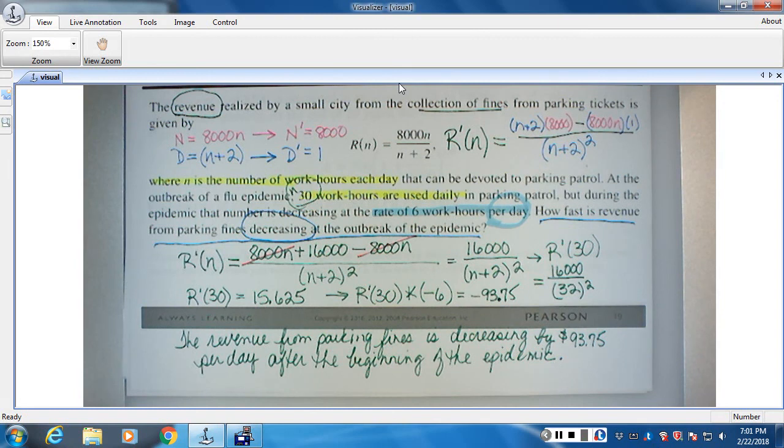Now that doesn't sound like so much. You think, well, that's like $100 a day. Yes, that's $100 a day every day for however long it takes everybody to get back to work from the flu epidemic. And that might be a month. So that might be 30 days, and it's decreasing by $100 for each additional day. That could be quite a bit of revenue that the city's going to be missing. So while the city fathers, the city managers, might be a little bit sad about the cops being sick, they're more sad about not making all that money. Okay?